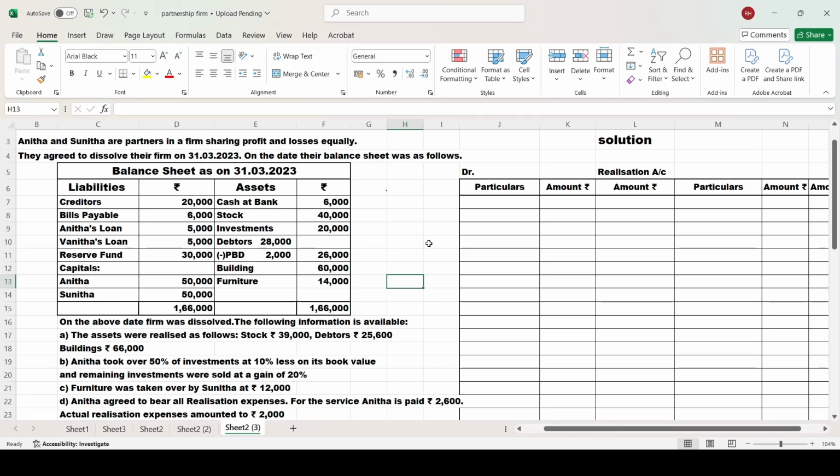Yes, I know I'm posting a video after a long time, but we are at the last problem in dissolution. This is a little bit complicated problem with more adjustments. Let me solve this problem, and if you want me to solve any other problem in dissolution, please comment so that I can solve it. In my next videos, I'll move on to the 6 marks problems in accountancy.